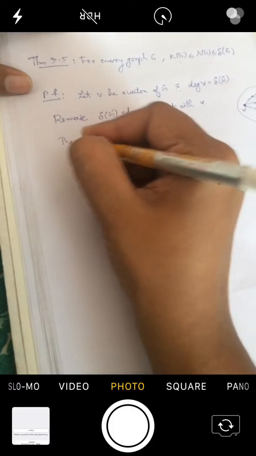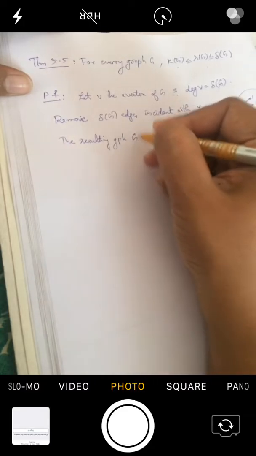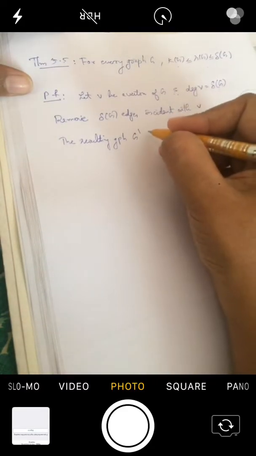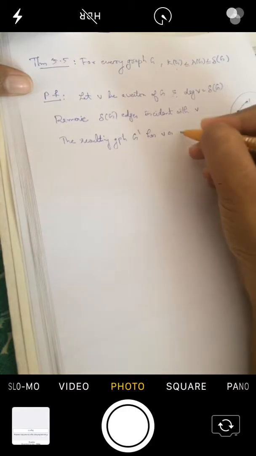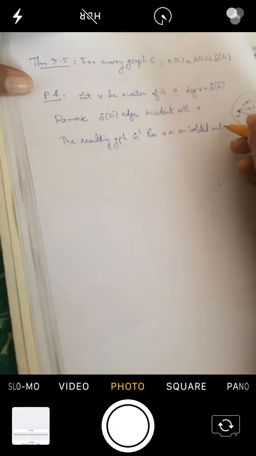We chose a vertex V whose degree is the minimum degree of the graph. So we remove all these edges incident to this vertex V. What will be our resulting graph? In our resulting graph G dash, we have this vertex V as an isolated vertex. Okay, so the resulting graph G dash has V as an isolated vertex.